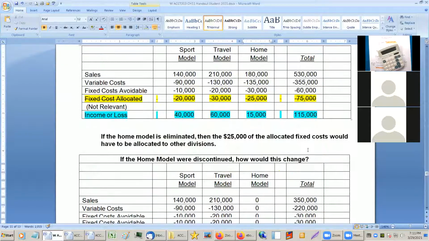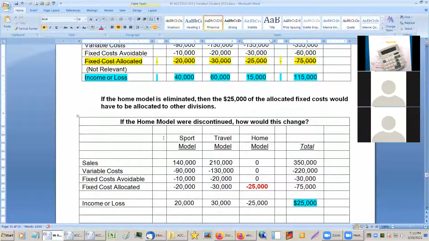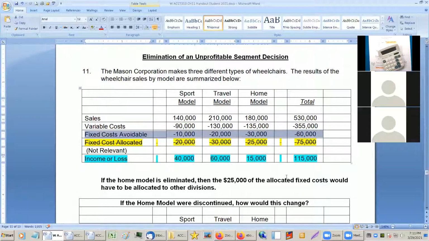So if it's discontinued, we pretty much still keep the same fixed cost no matter what. The allocated costs generally aren't going to change. Now it is possible they have avoidable fixed costs. For instance, they may have a supervisor salary. If they close that division, they don't need the supervisor there anymore. Move them somewhere else, or let them go. So it is possible there are avoidable fixed costs, and those are relevant. So if you can avoid the fixed costs, they're relevant.